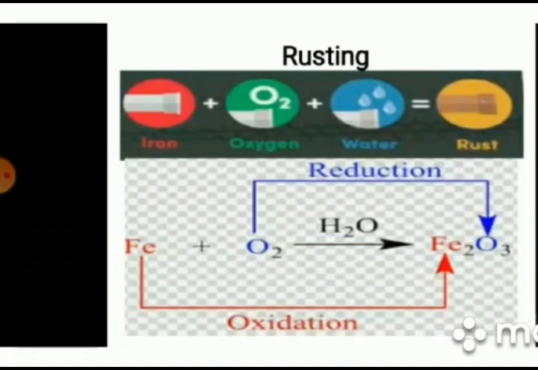Let's have a look at the equation. Here we can see when iron reacts with oxygen in the presence of water results in rust formation. Iron, that is Fe, plus oxygen O2 in the presence of water H2O results in Fe2O3, that is rust.